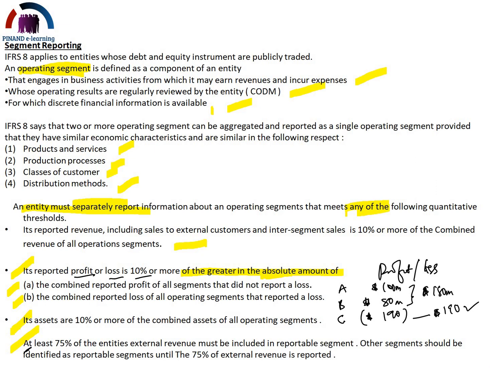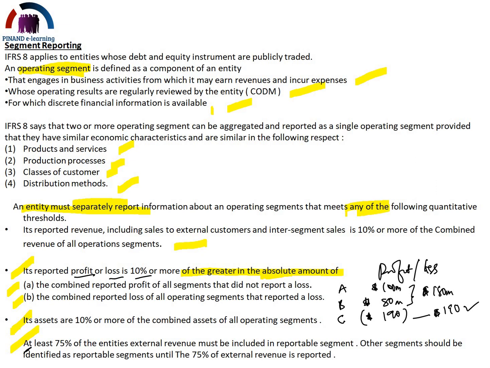So what I will do is say, at least 75% of the entity's external revenue must be included in reportable segments. Now, if it does not meet that 75% test, it means that other segments should be identified as reportable segments until that 75% of external revenue is reported.